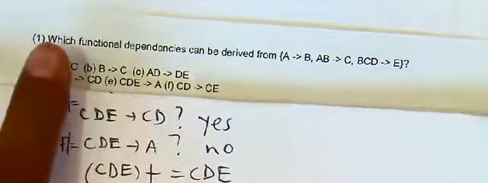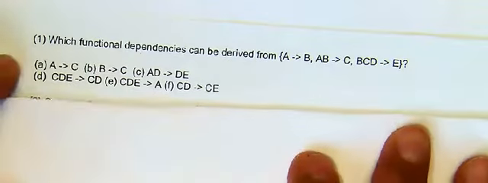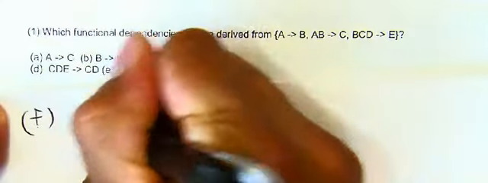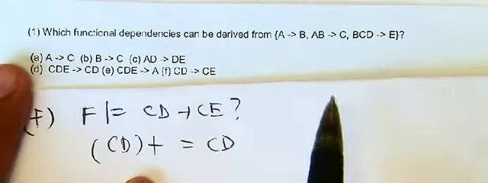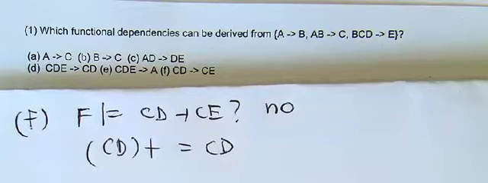And then finally, we can answer question F. And for question F, can F logically imply that CD derives CE? So we need the CD plus, which starts with initial value of CD, and we see that there is nothing else that can derive from CD, so CE is not a subset of CD plus, so the answer here is no. So we got all answers for question number 1.